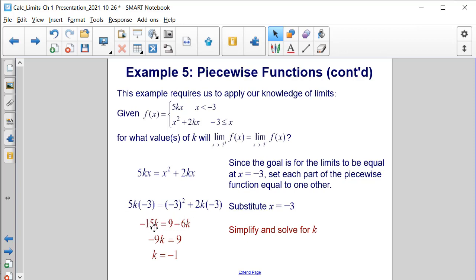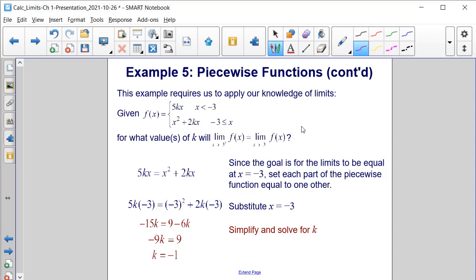So on the left we have -15k, and on the right we have 9 minus 6k, and then we solve for k. So we can add 6k to both sides and get -9k is equal to 9, and then when we divide both sides by -9, we get that k is equal to -1.